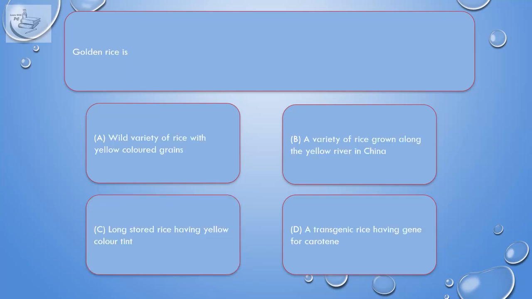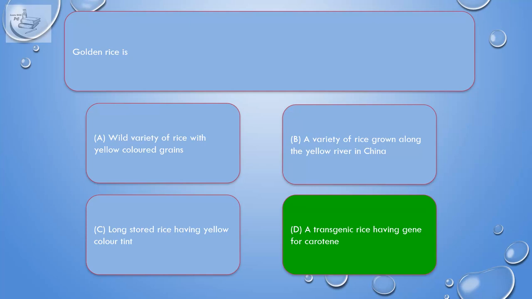Question: Golden rice is A. Wild variety of rice with yellow colored grains. B. A variety of rice grown along the Yellow River in China. C. Long stored rice having yellow color tint. D. A transgenic rice having gene for carotene. Correct answer is D. A transgenic rice having gene for carotene.